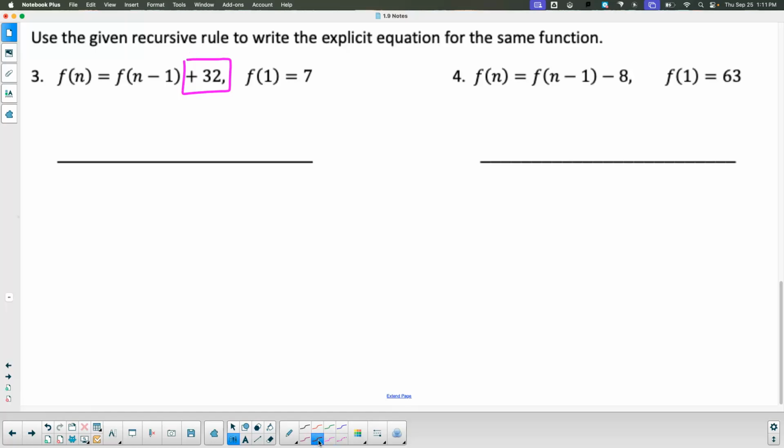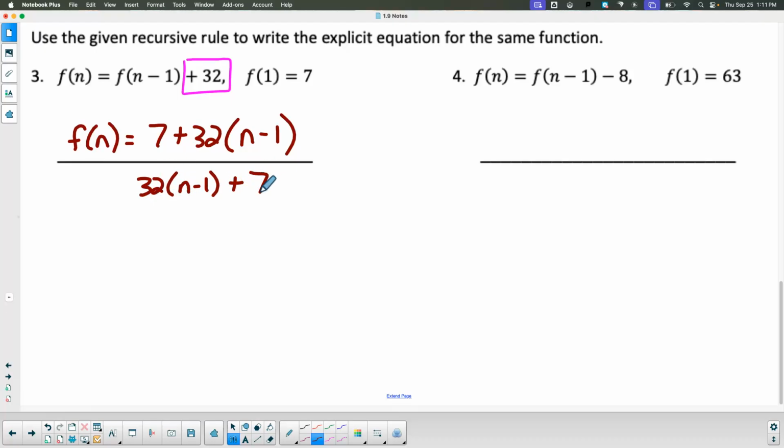So our explicit function would be f of n is equal to 7 plus 32 times n minus 1. Or if you wanted to write it as 32 times n minus 1, then plus 7, that's fine. Same thing. Or if you wanted to write it as 32n minus 25. All those are the same thing.